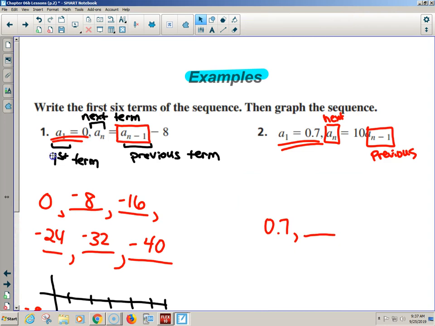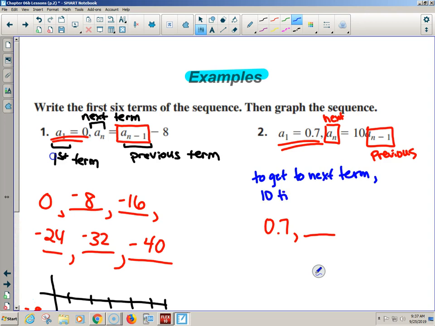Ready? I'm going to write a sentence. To get to the next term, I need to do 10 times the previous term. Some of you are just getting overwhelmed by how yucky it looks, but check it. If that's next and if that's previous, to get to the next, I need to do 10 times the previous.